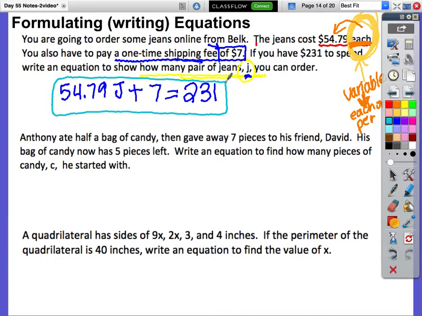All right, next. Anthony ate half a bag of candy, then gave away 7 pieces to his friend David. His bag of candy now has 5 pieces left. Write an equation to find out how many pieces of candy C that he started with. Remember, we're going to try in this problem to find out how much candy that he started with.